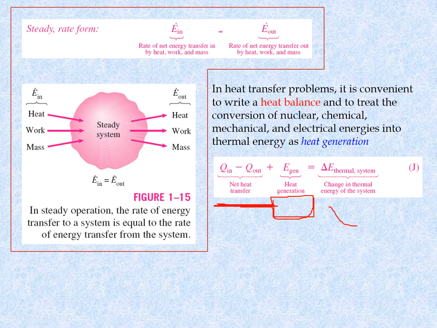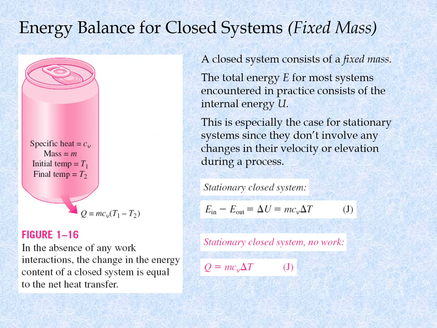Okay, something like this. So this is basically the energy balance equation for the system related to the heat and other sources or forms of energy. Energy balance for a closed system, fixed mass. This is basically a revision of thermodynamics. A closed system consists of fixed mass.